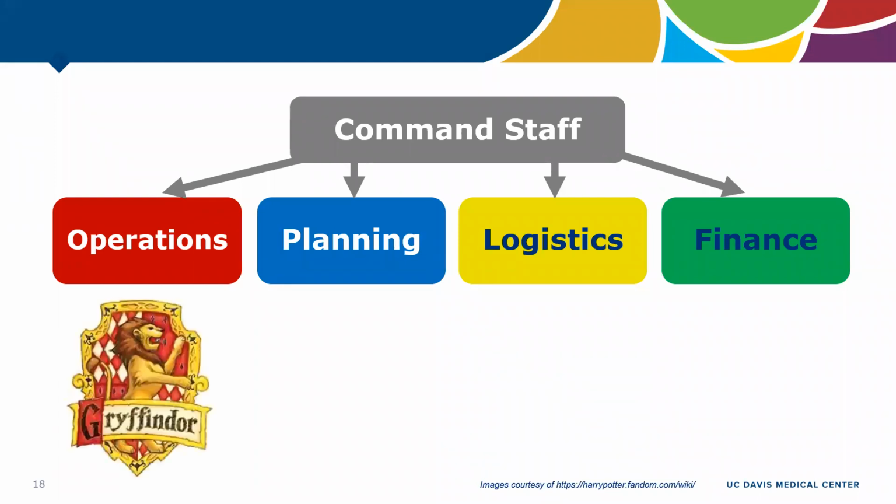If you're operations, you're probably in Gryffindor. Why is that? Because operations are the people that are out there doing stuff. They're the ones that are probably going to be most visible. They're out there fixing it. They're the ones who are making the actions happen and they're getting it done.